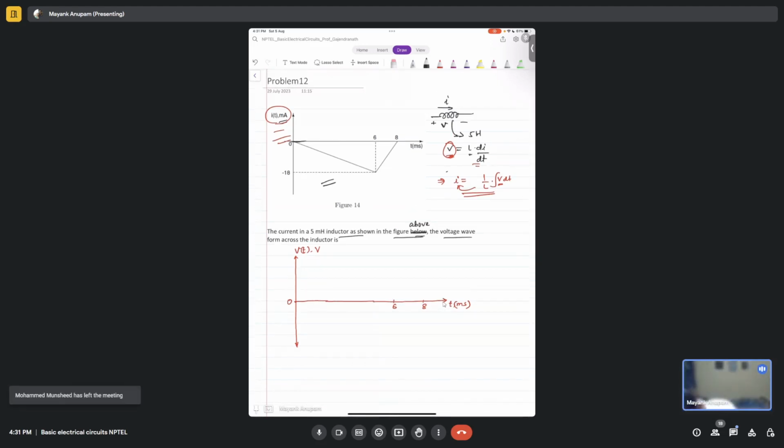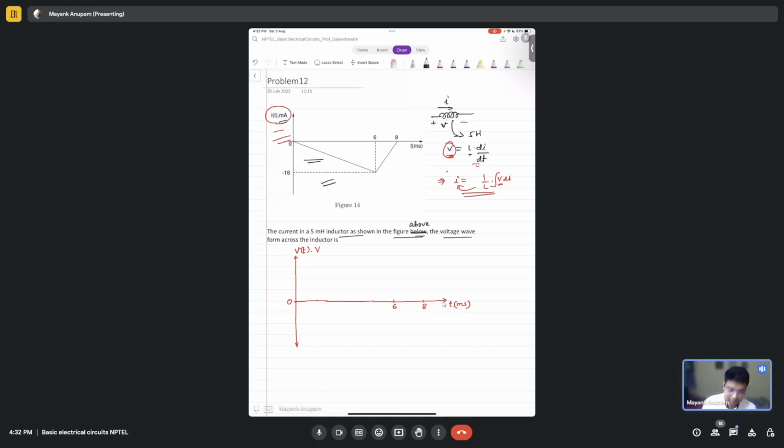So what is the time derivative of this straight line here? The current is a straight line here, right? So what is the time derivative of a straight line? At first, I guess it will be minus 15 volts till 6 milliseconds. Okay, let's not jump to that point. Let's take one step back and first try to answer this. What is the time derivative of this waveform?